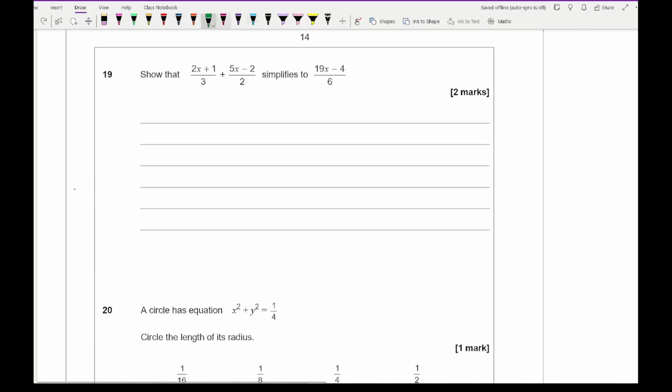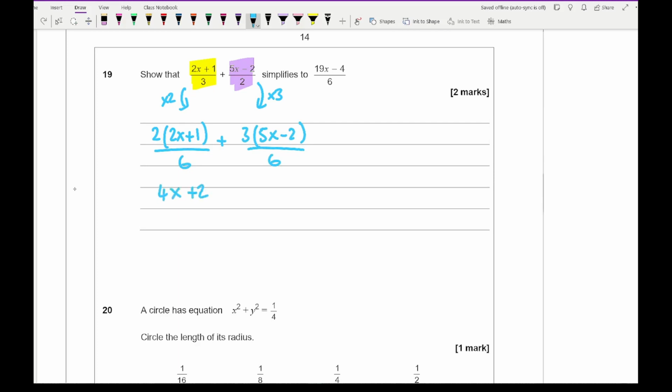Then with question 19, it says show that this algebraic fraction simplifies to this. So what we need to do first is get a common denominator. We're going to multiply this fraction by 2, and this fraction by 3. So we get 2 lots of 2x plus 1 over 6 plus 3 lots of 5x minus 2 over 6, and that becomes 4x plus 2 plus 15x minus 6 all over 6, and if we simplify all of that we get 19x minus 4 over 6, and that is my final answer.